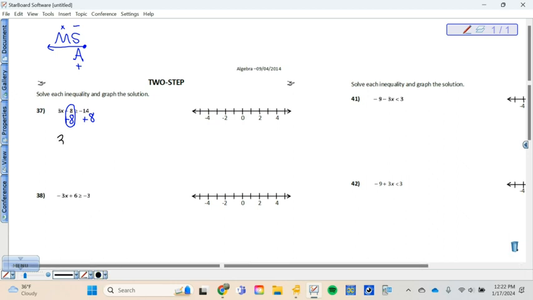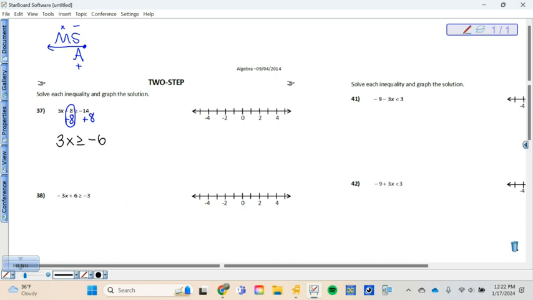So now I have 3x. And my inequality for now just stays the same. It's greater than or equal to. So that'd be 14 plus 8 is 22, but this is negative 14 plus 8. What's that? Good, negative 6.